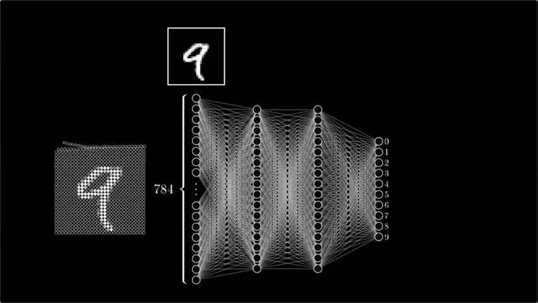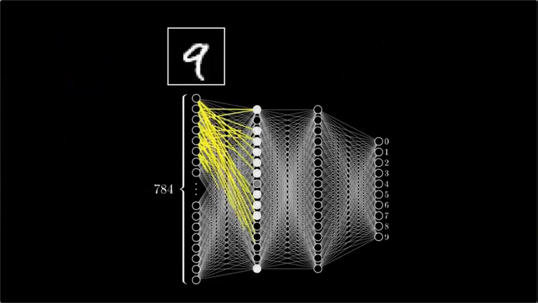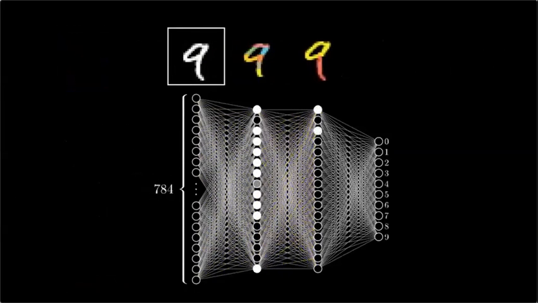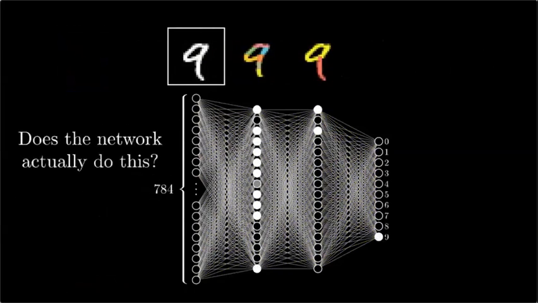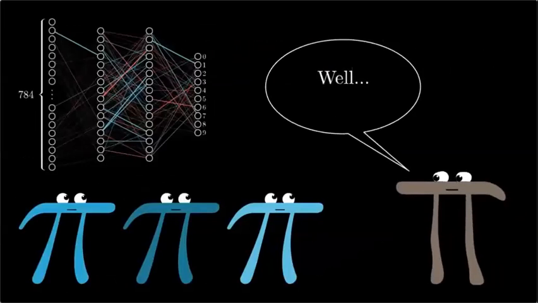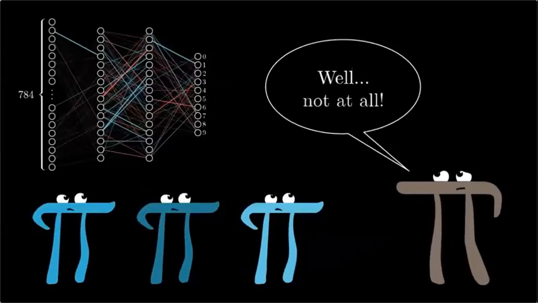Originally, the way that I motivated this structure was by describing a hope that we might have. That the second layer might pick up on little edges, that the third layer would piece together those edges to recognize loops and longer lines, and that those might be pieced together to recognize digits. So, is this what our network is actually doing? Well, for this one at least, not at all.